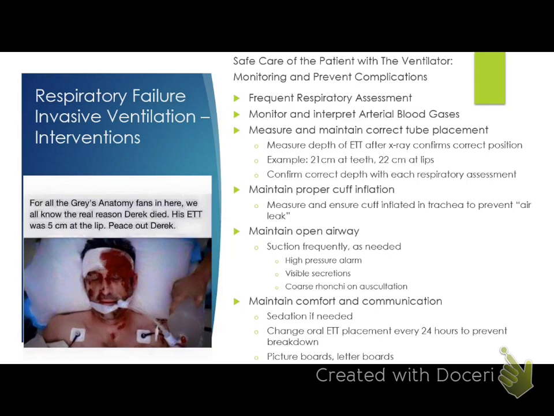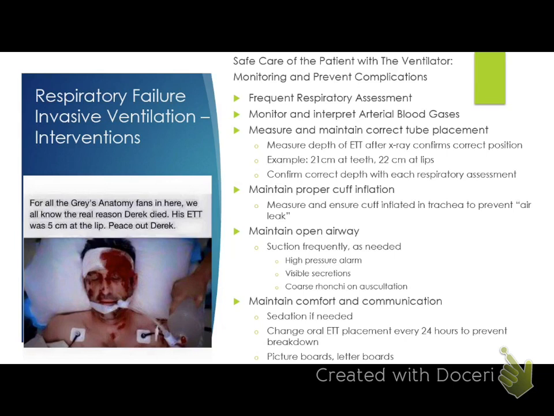Make sure they are suctioned frequently as needed. This patient can't cough their secretions out. This is their airway, and you're the only one with access to it. So you have to take over for them, and they need to be suctioned frequently. Every 20 minutes? Probably too much. We probably want to suction the patient every half hour, every hour at the most, okay? We don't want to be suctioning them every 10, 15 minutes, and we're just sucking air out of them. So we want to suction them frequently, but not too frequently.